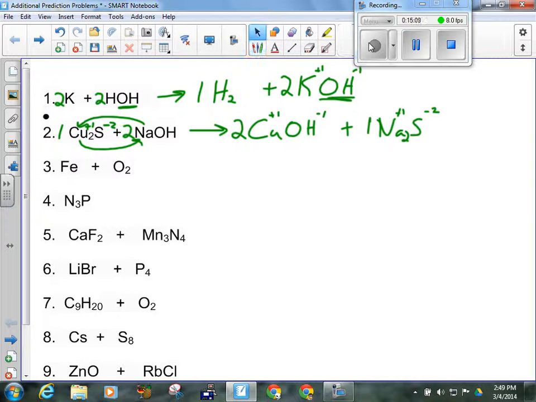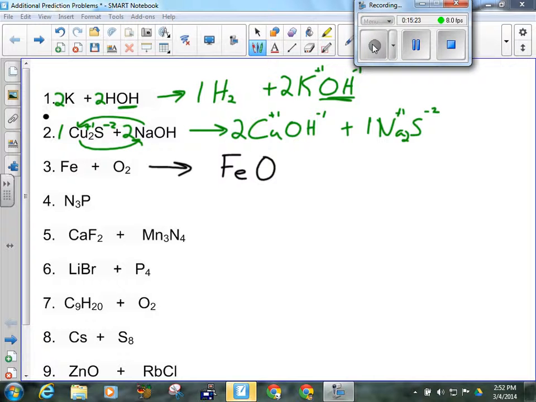All right, let's have a look at 3 and 4 here. For number 3, I've got element reacting with element. What kind of reaction is that? Synthesis. In a synthesis reaction, they simply go together. So Fe goes with O. Now, Fe is a multivalent metal. How do I know what charge it is? Because they don't tell me, and they don't give me any way to figure it out on the reactant side.